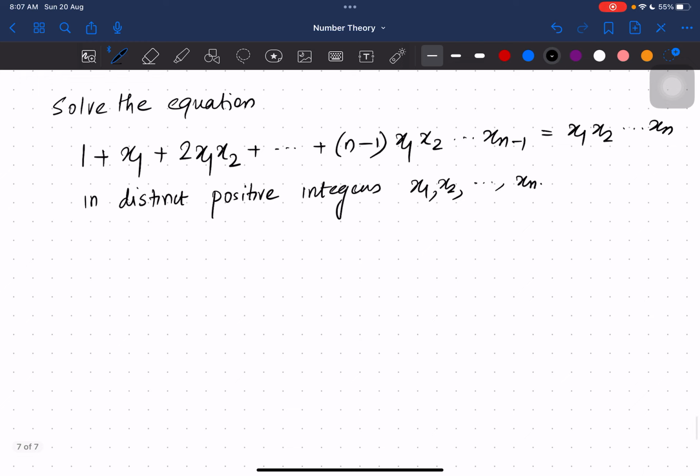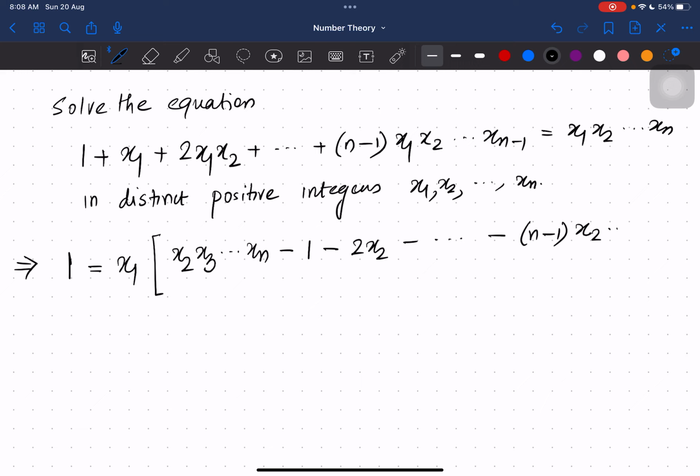So it is just a matter of rewriting the equation. So here you can see that x1 is there, here x1 is there, also all the terms up to here, all have x1. So if I send all the terms except this one to the other side, so that is if I keep 1 on only one side, so 1 equals, I can take x1 common, right? So I have x2 x3 up to xn minus all the remaining terms, minus 1 minus 2x2 and so on, minus n minus 1 x2 to xn minus 1, right?